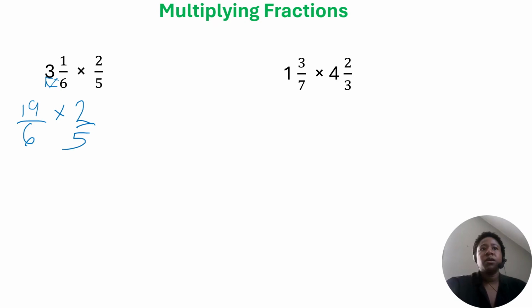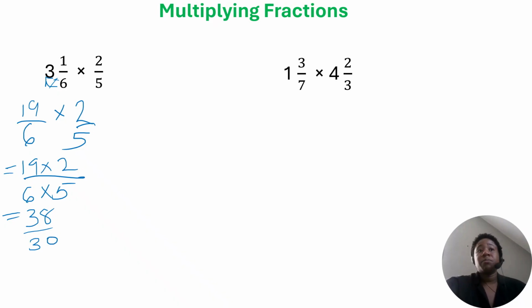So we could see, all right, next step, multiply the numerators. 19 times 2, and the denominator is 6 times 5. 19 times 2 is 38. 6 times 5 is 30. But we see, again, this is an improper fraction, and you might be asked to convert to a mixed number.